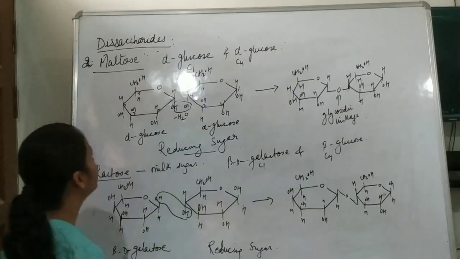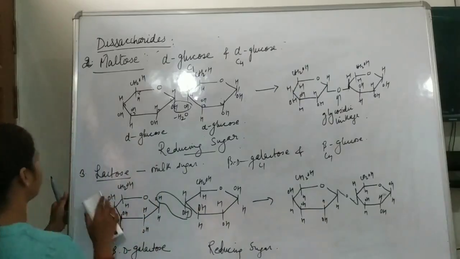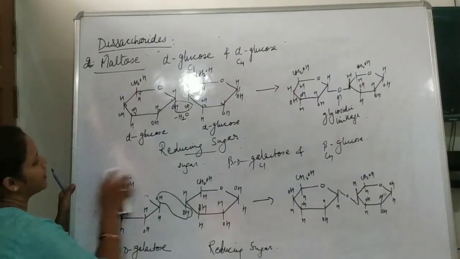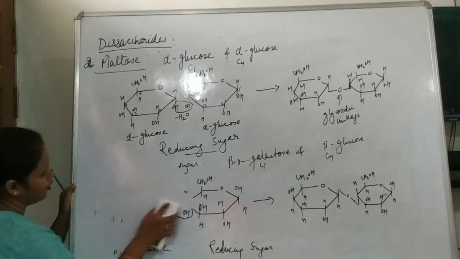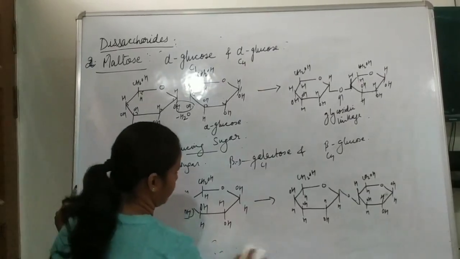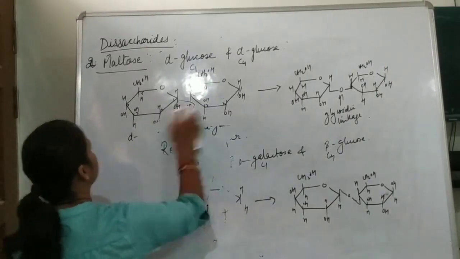Next we will move on to polysaccharides. We have learned what polysaccharides are. Polysaccharides are those which give a large number of small units on hydrolysis. That is polysaccharides.